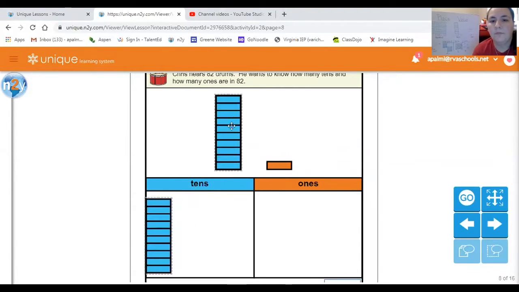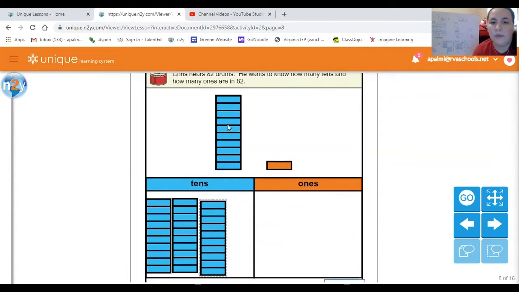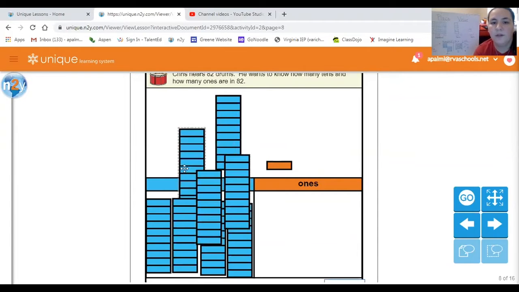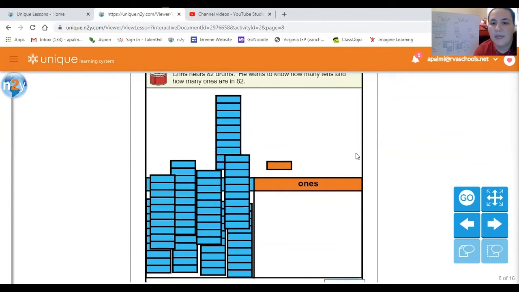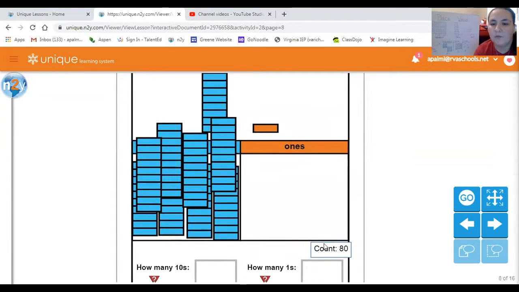1, 2, 3, 4, 5, 6, 7, and 8. And if you look down here, it is counting for us. So we should have 80 because that's the number that we put into our place value chart. 80, so I have 8 tens.